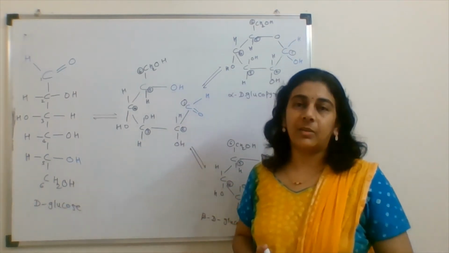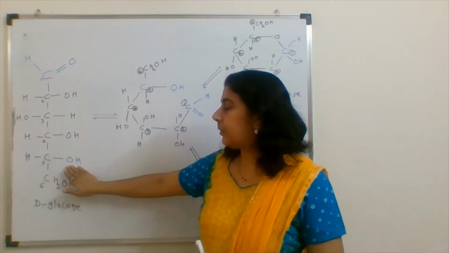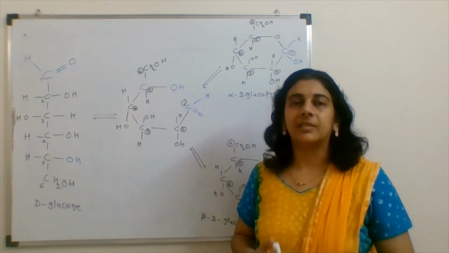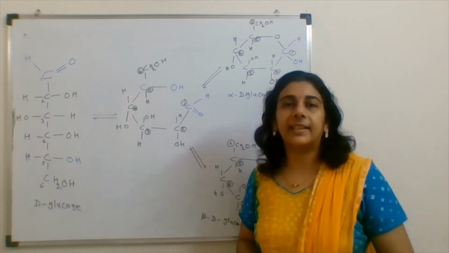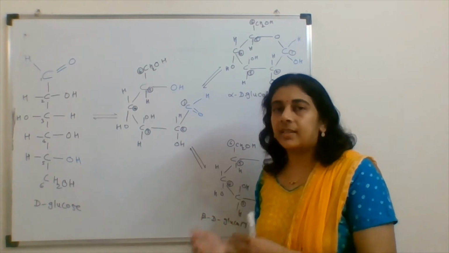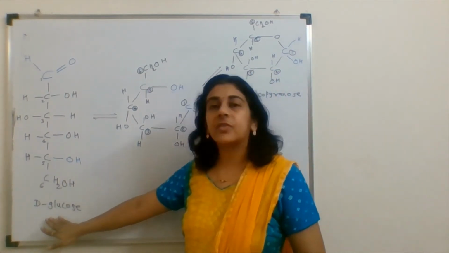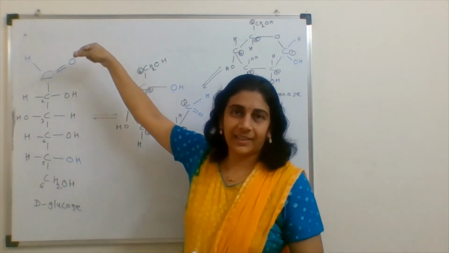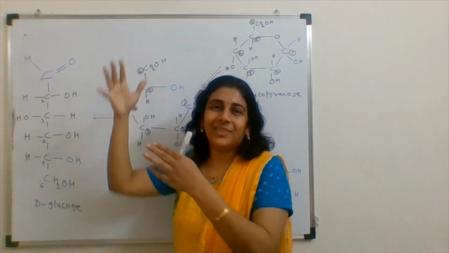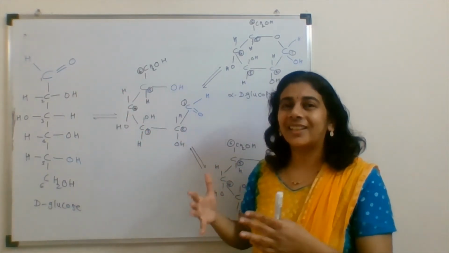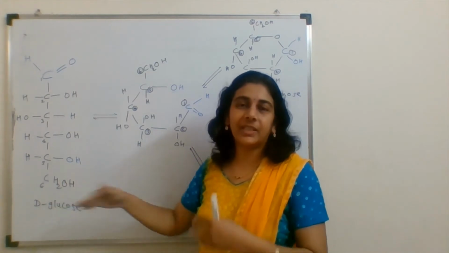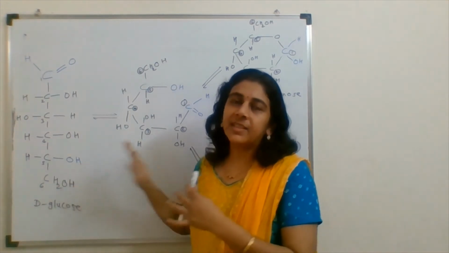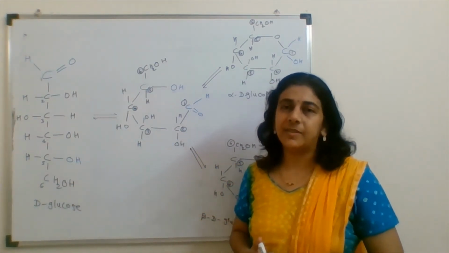When we say capital D-glucose, the hydroxyl group on the penultimate carbon, that is the second last carbon, is towards the right hand side, then the structure is known as D-glucose. If we hold the structure in this way in hand, and find the spatial structure, that is the hydroxyl group on the penultimate carbon comes on the right hand side, then we call it a D-glucose. So this is a straight chain structure of D-glucose.